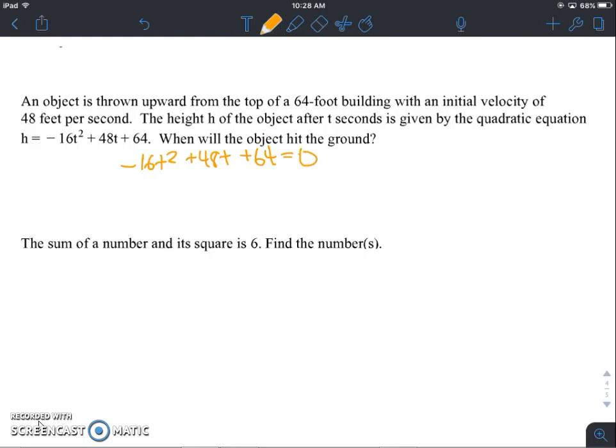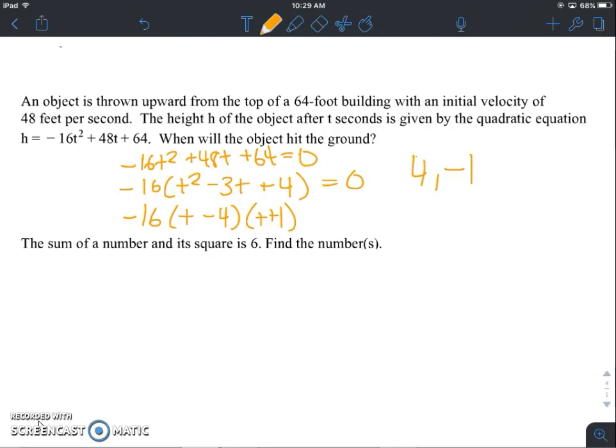Again, my GCF is negative 16, so negative 16 times t squared minus 3t minus 4 equals 0. What multiplies to get negative 4 and adds to get negative 3? Negative 4 and positive 1. So my zeros are 4 and negative 1. Well, time cannot be negative. It can't be negative, so it's 4. So it's going to take 4 seconds for the object to hit the ground.